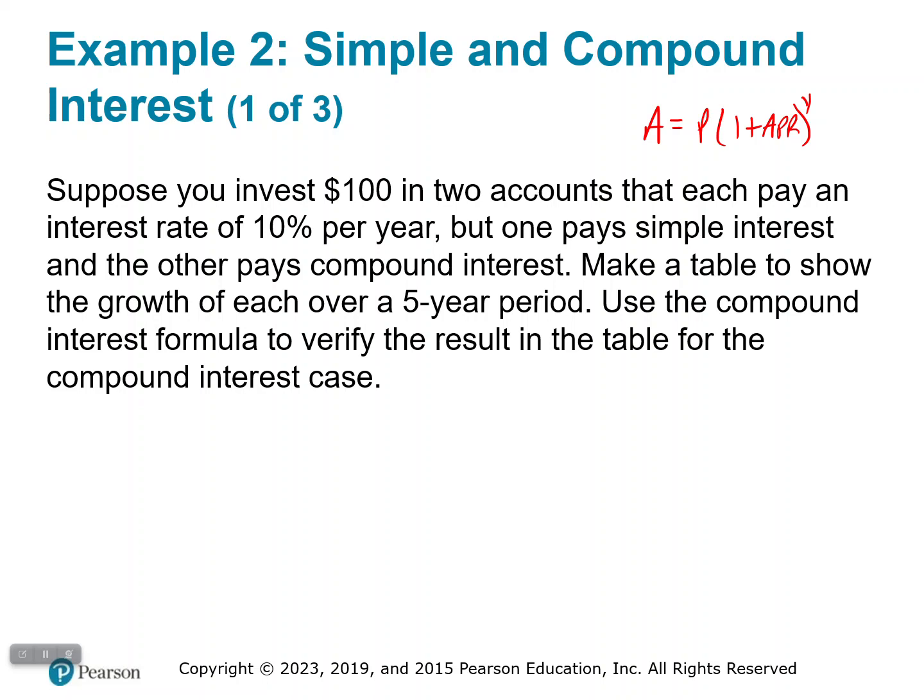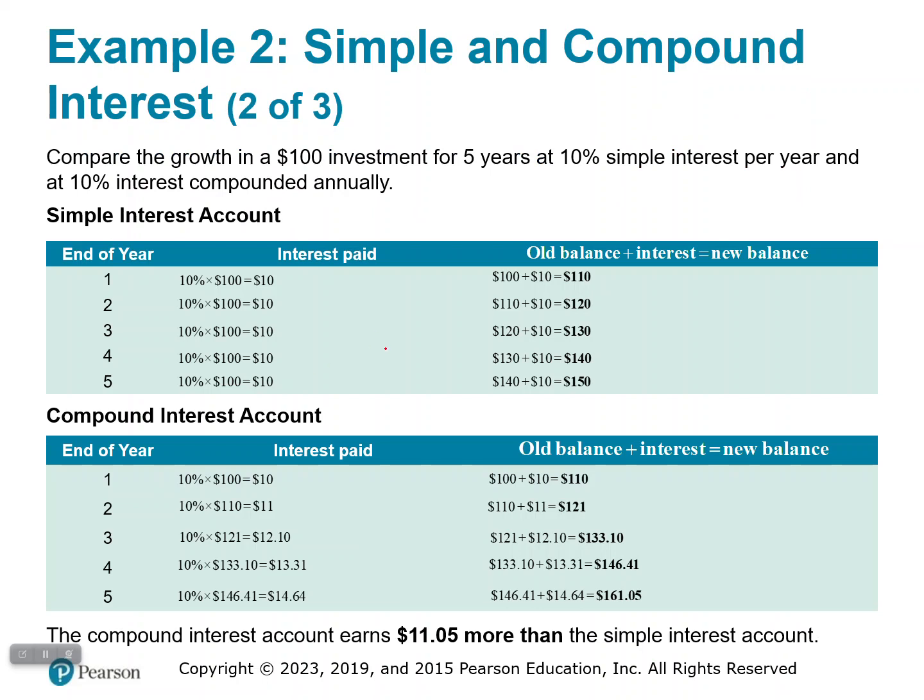Okay, so let's make a table. We're going to be fancy about it. Check it out. Simple interest, right? I will have $100 invested for 5 years at 10%. So at the end of the first year, I make 10% of $100. I get $10. So I have my old balance of 100 plus my money of 110.